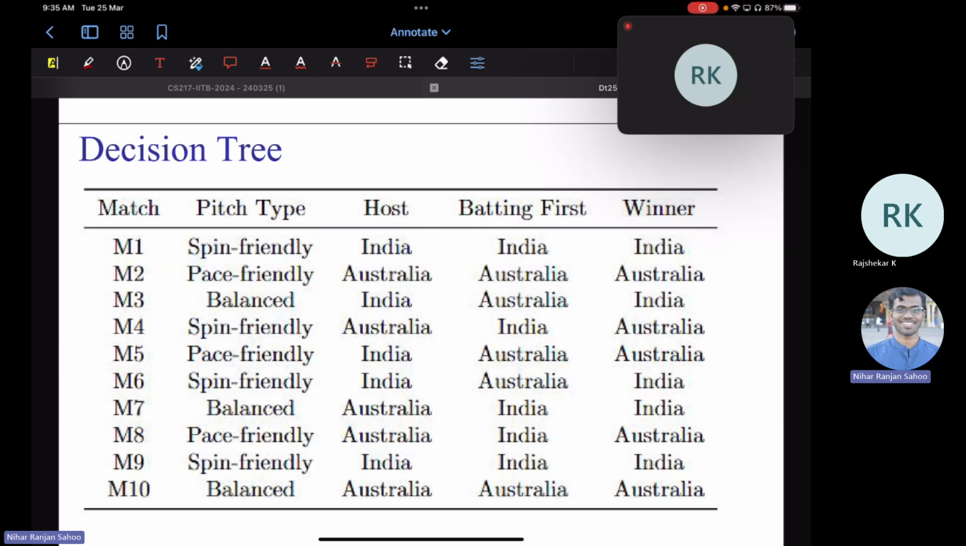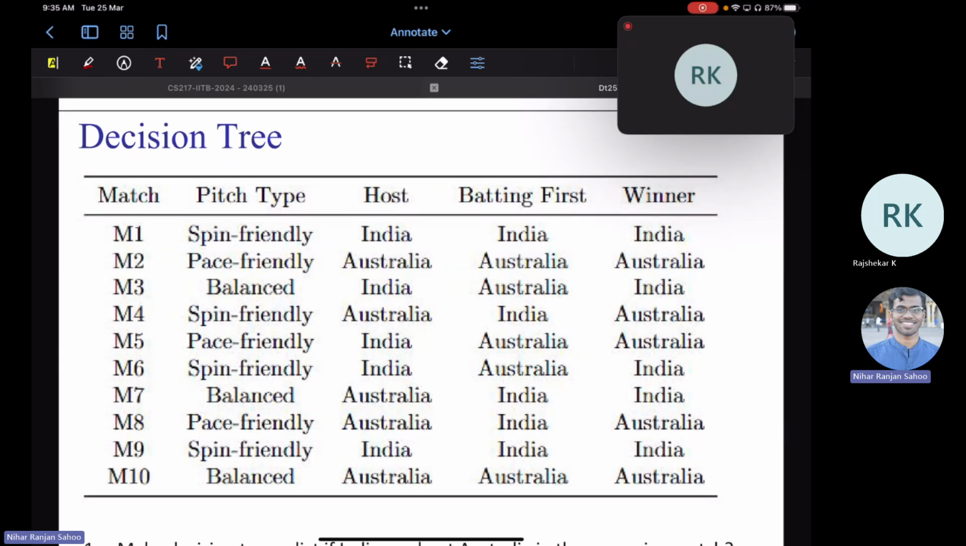So be attentive. Before going to decision tree, just a quick overview of different types of machine learning models. We discussed generative and discriminative models. But there are two more classifications we can make for ML models. That is linear models and nonlinear models.